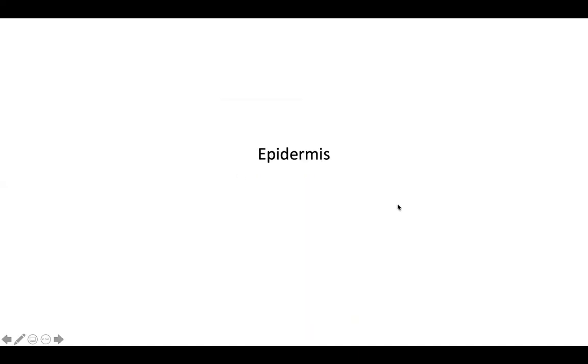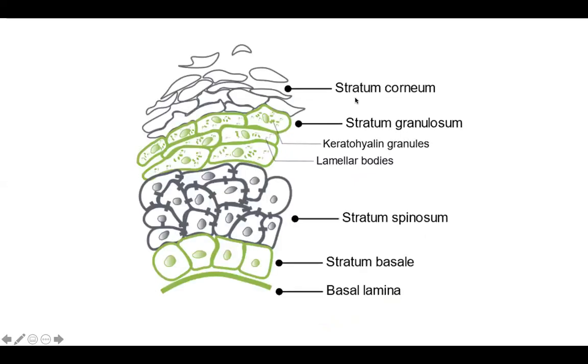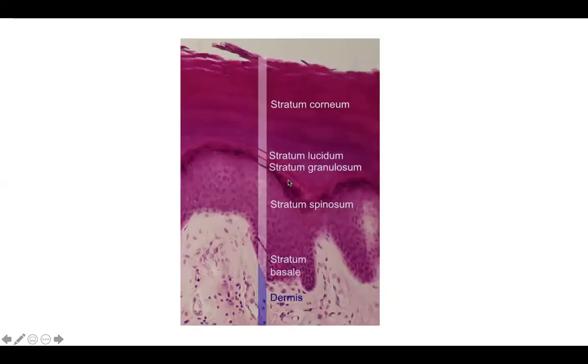We'll start with the epidermis. The epidermis is an avascular layer. This is very important. It doesn't have vessels. It's mostly cells. This will help you a lot in understanding the disease physiology that happens in the skin. So we have multiple layers: stratum corneum, stratum granulosum, stratum spinosum, and stratum basale. Let's see them on pathology.